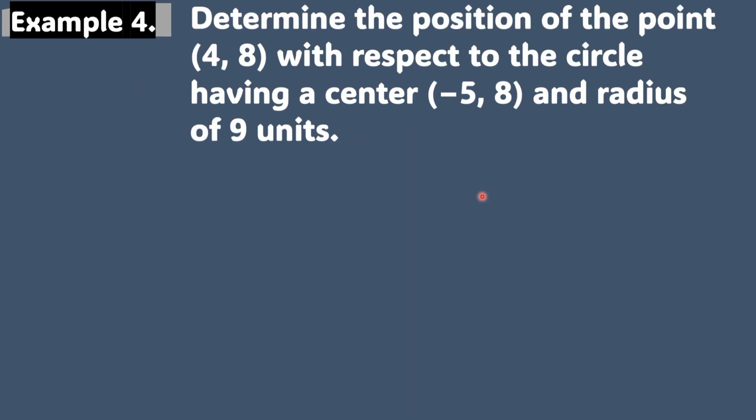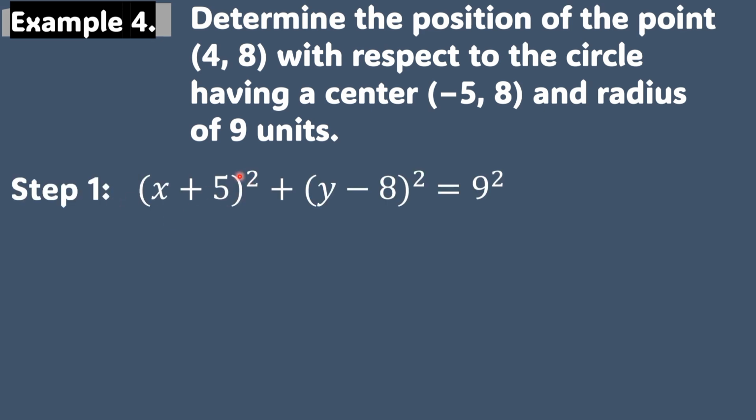Example 4. Determine the position of the point (4, 8) with respect to the circle having a center (-5, 8) and radius of 9 units. Step 1. Substitute the h, k, the coordinates of the center, into the equation of the circle in center radius form. That is the square of x plus 5 plus the square of y minus 8 equals 9 squared.